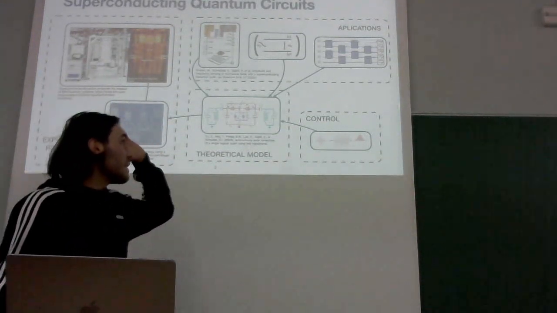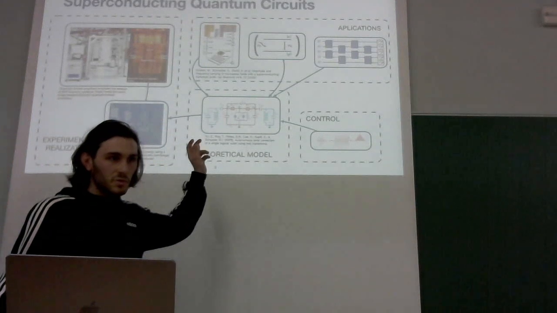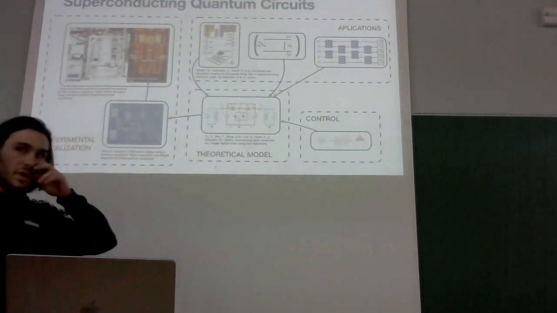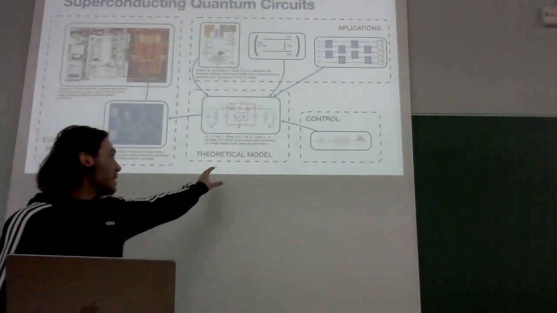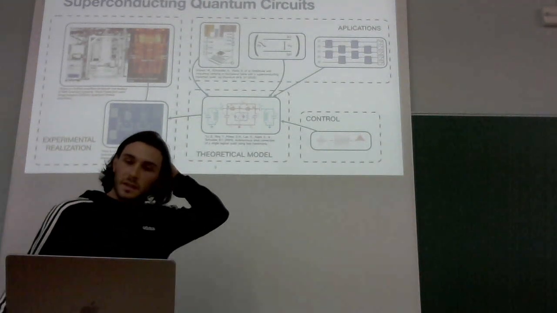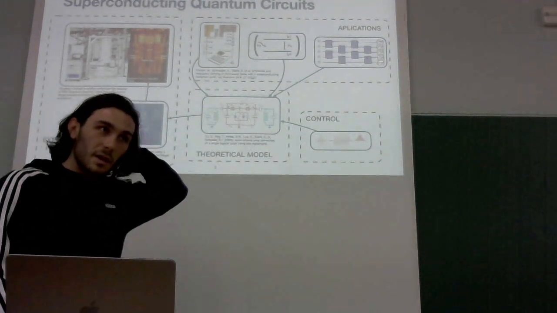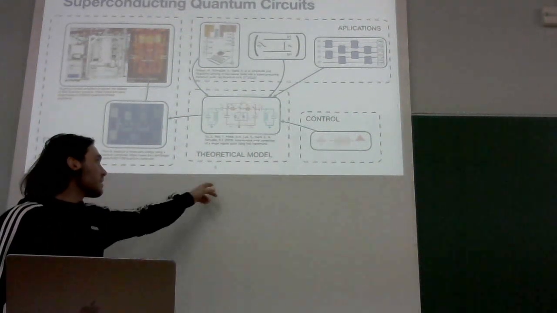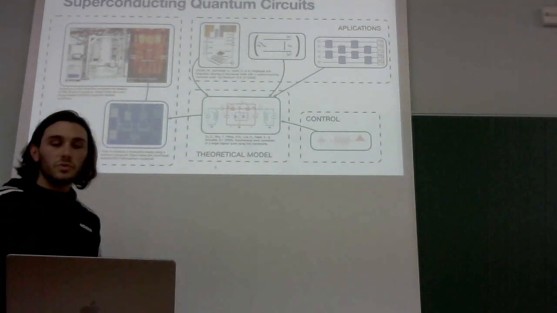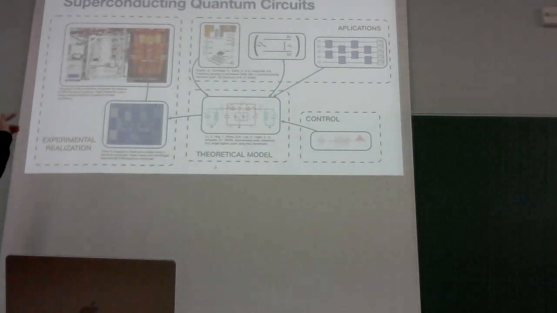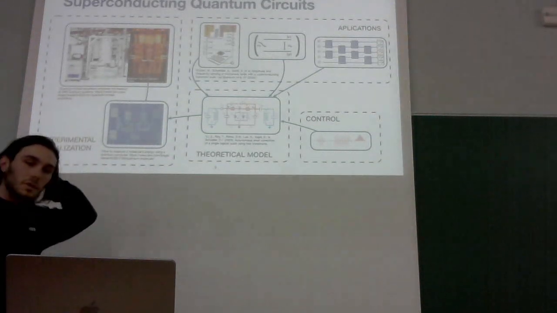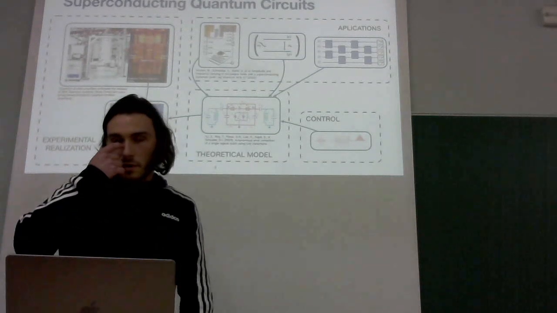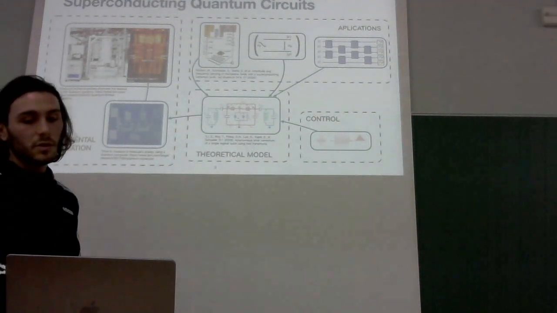Looking at all these applications, people usually build theoretical models to target them. In this theoretical model, we need some control parameters to measure the system. And out of this theoretical model and the controls, people build the experimental realization, which I'm not going to cover at all, but just to give you the picture: there will be chips, and there will be chips in dilution refrigerators. What I'm going to focus on here is the theoretical model.